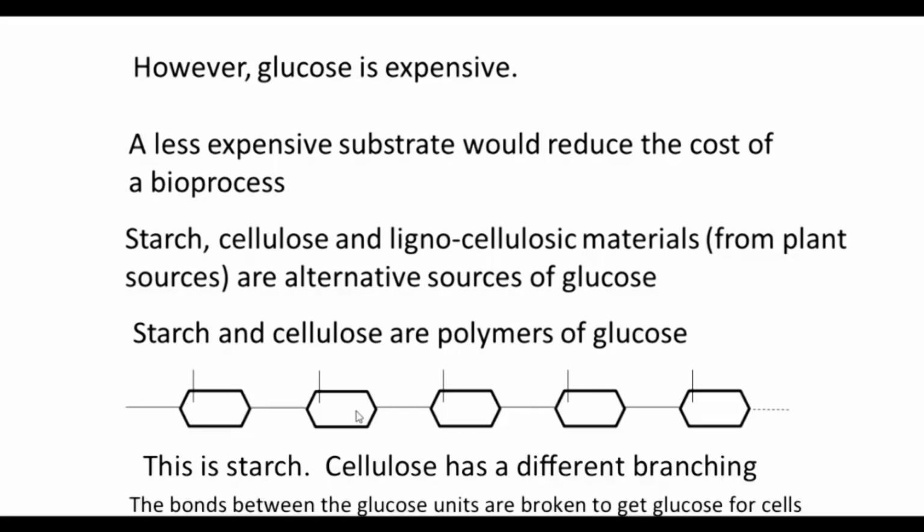The cellulose happens to have a slightly different branching. Amylose and amylopectin is starch, and then cellulose is slightly different bonding and branching, and so on and so forth. So they are all polymers of glucose. If you find a way by which you can break down the bonds in between them and release the monomers, then they become available for the cells to consume and produce a product of interest.